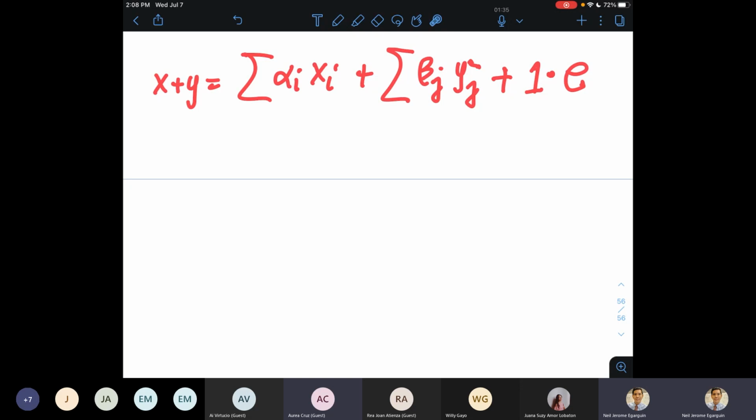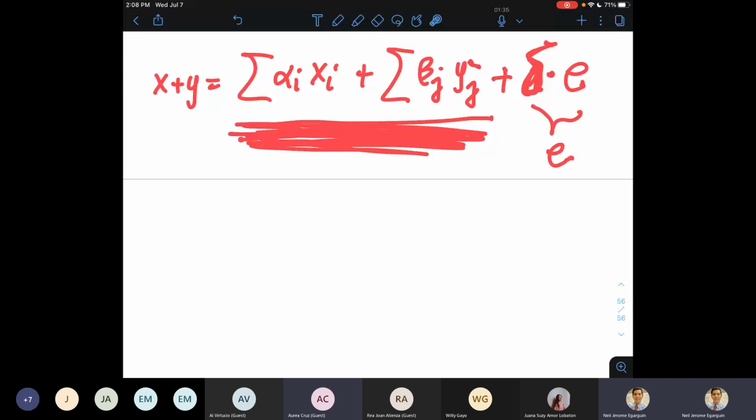But any scalar, let's call it delta. What is delta times E, where delta is a scalar? E pa rin. Right? So I can put any scalar I want in front of the zero vector because I will end up with a zero vector again. But the zero vector doesn't alter the sum.